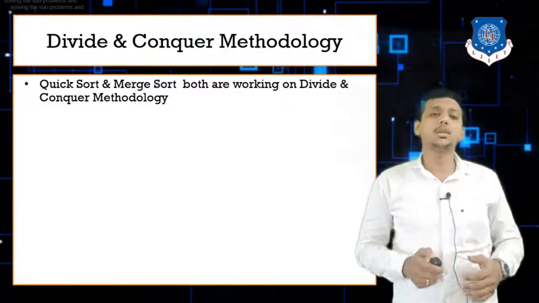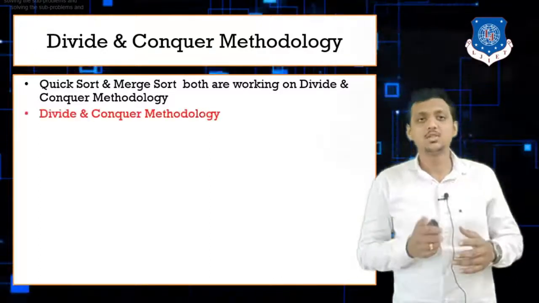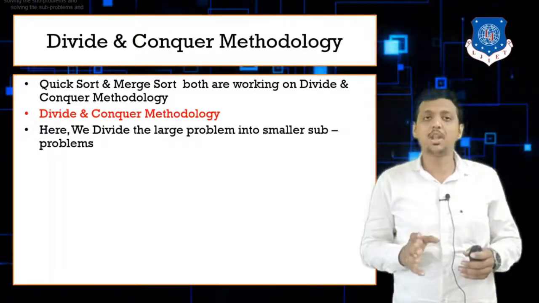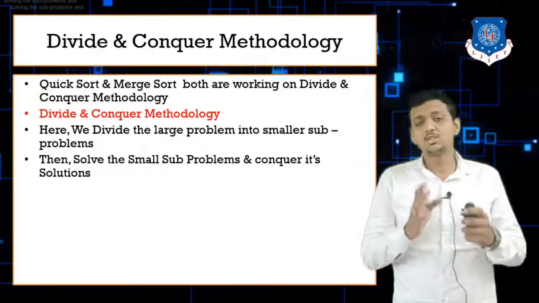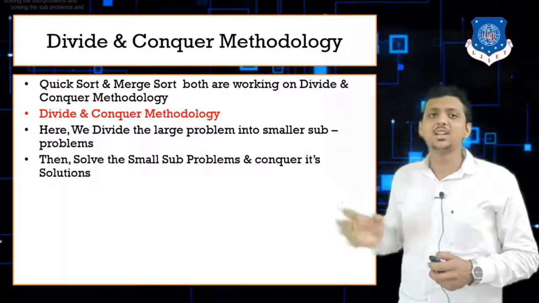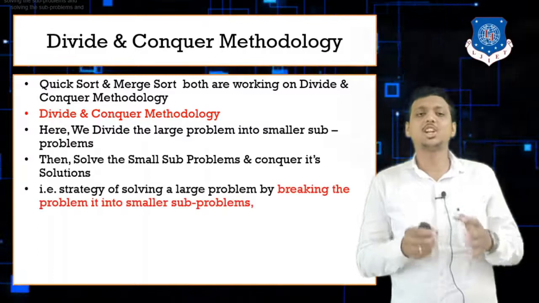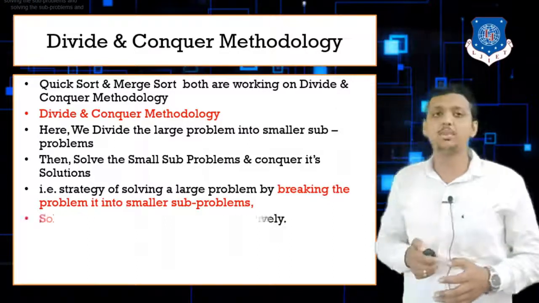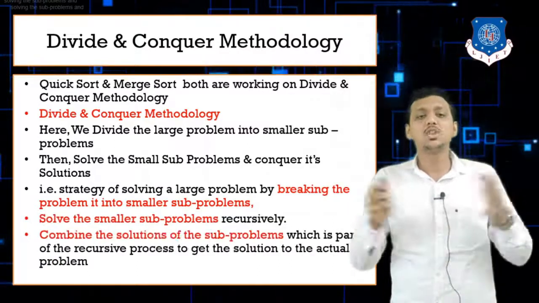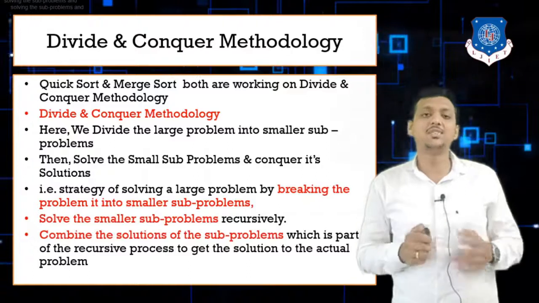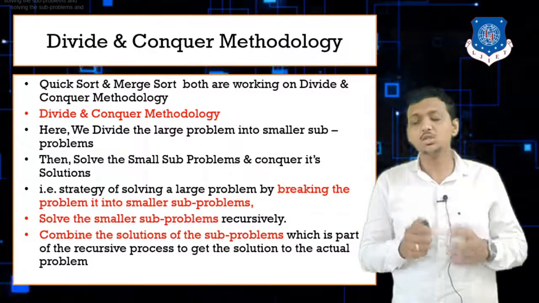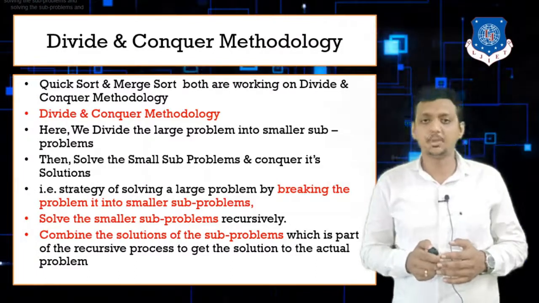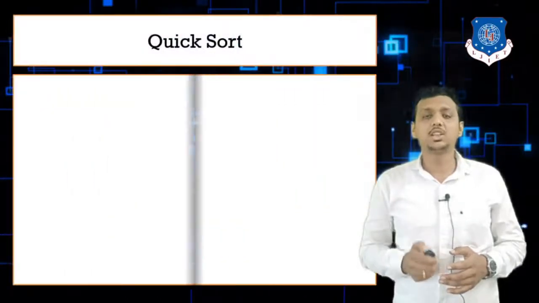So divide and conquer methodology is working for the same thing. Here we need to divide the large problem into smaller sub-problems, then solve the small problems and conquer its solutions. That means the strategy of solving large problems by breaking the problem into a smaller number of parts and combining its solutions together is known as divide and conquer method. So, the quick sort and merge sort are both basic examples of the divide and conquer methodology. Let's first begin with the quick sort.